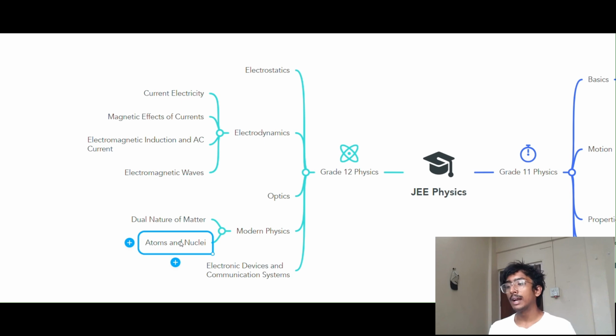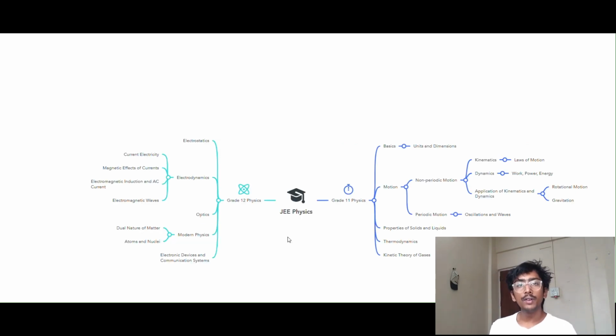And finally, when we talk about electronic devices and communication systems, we are talking about logic gates. We're talking about a lot of junctions, all of that stuff comes into electronic devices and communication systems. So this was a basic overview of your JEE Physics or NEET Physics also for that matter. I've just mentioned in general JEE Physics. So I have gone over what are the divisions that I have made within your topic to understand it better. How do you start off with that?